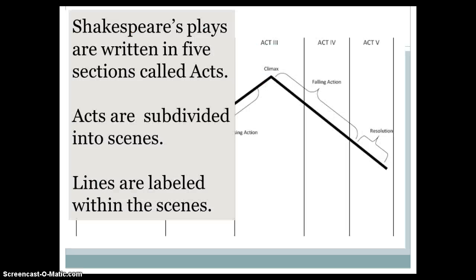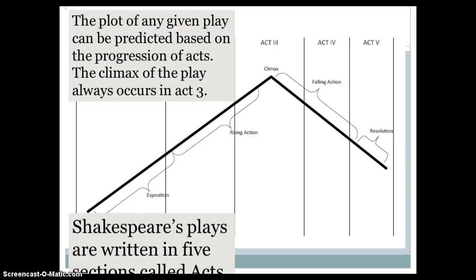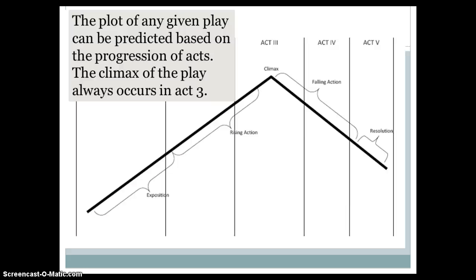Okay, Shakespeare plays are written in sections called acts. Acts are subdivided into scenes. Lines are labeled within the scene. Scene means they're in a different place. The plot of any given Shakespeare play can be predicted based on the progression of acts. The climax of the play always occurs in Act 3.